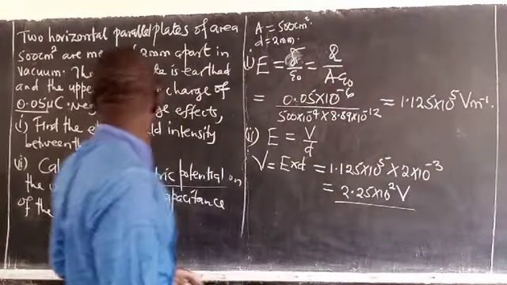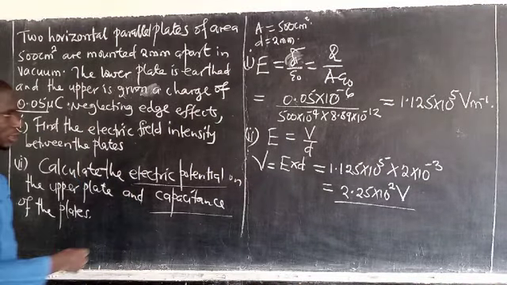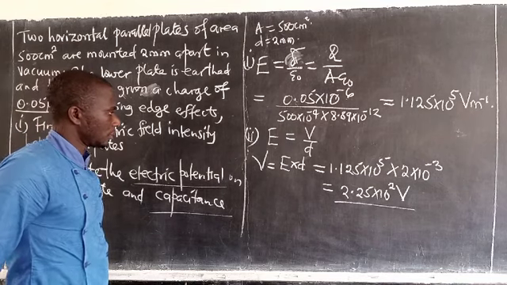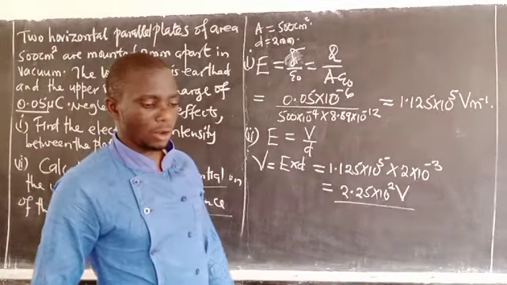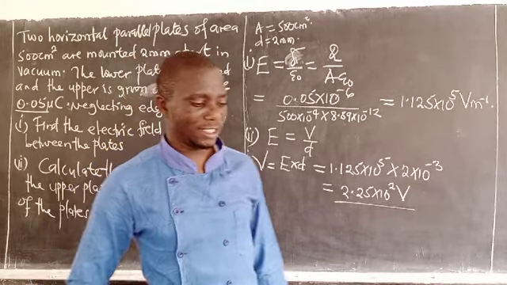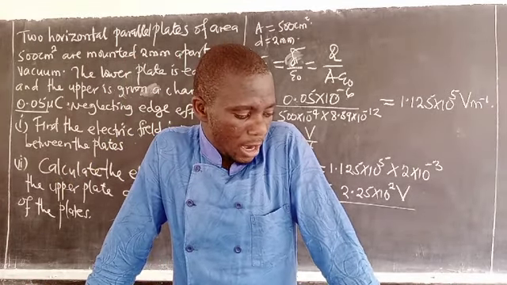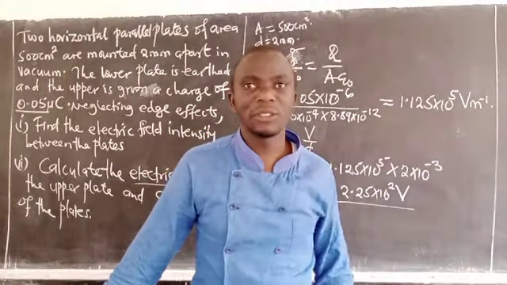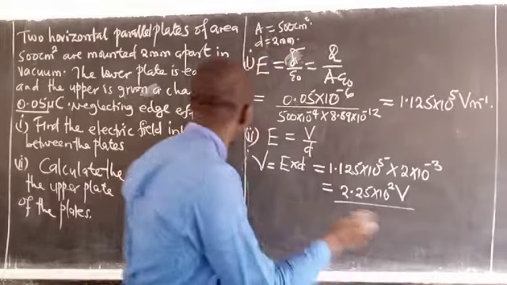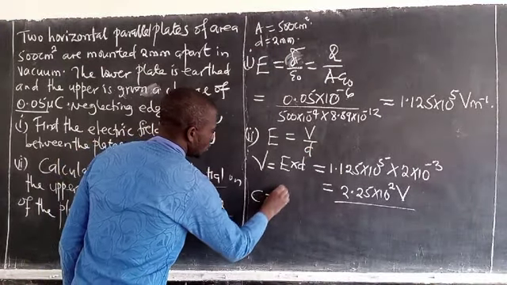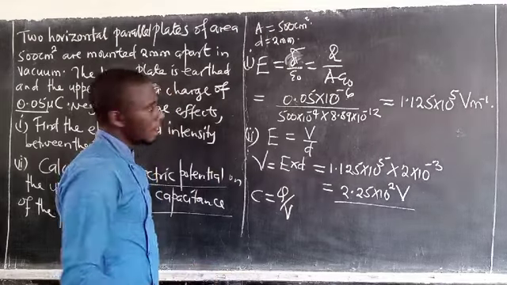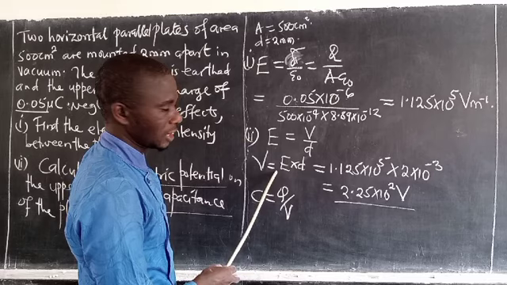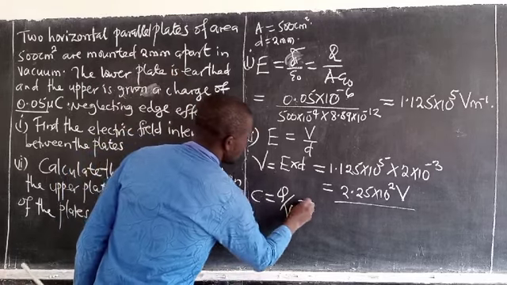And lastly, we want the capacitance of the capacitor. What is the value of the capacitance of the capacitor? How do we get the capacitance? It has very many forms. But from the original definition, we say that capacitance is Q out of V. You can see the charge we have, and the voltage you have also got. So you can substitute.